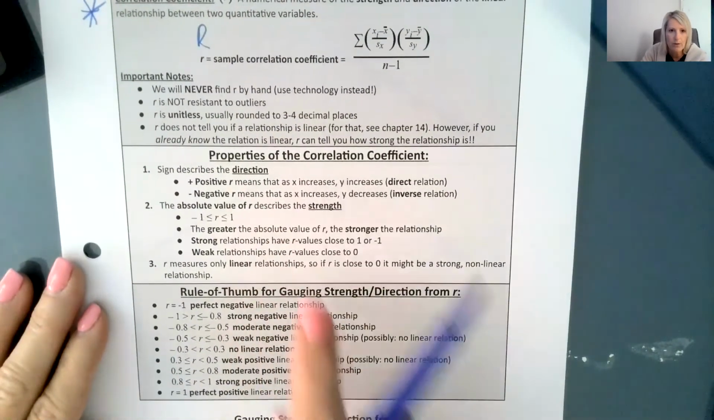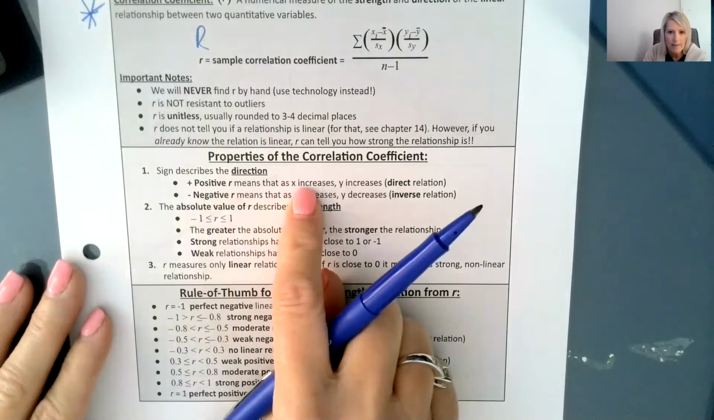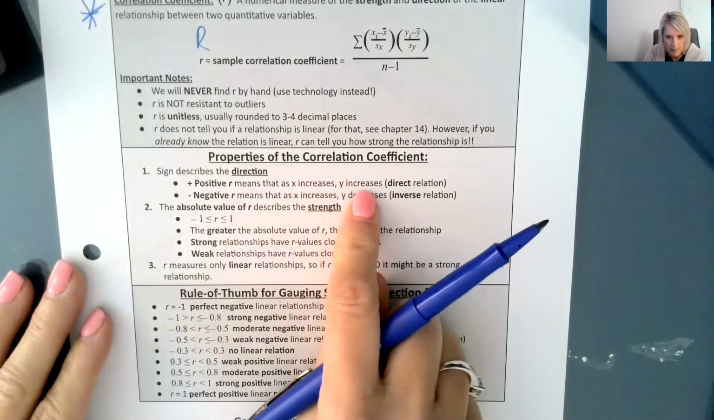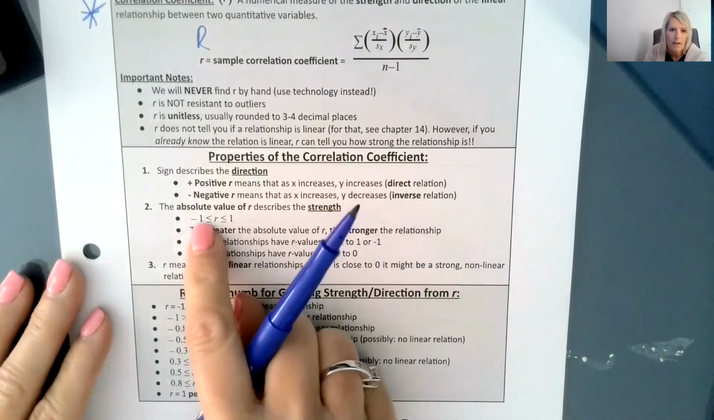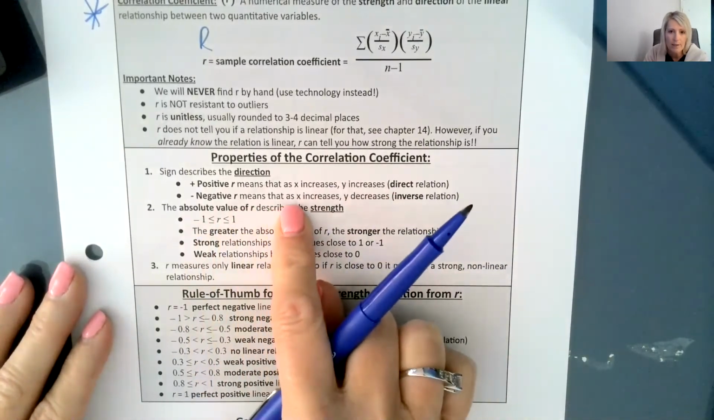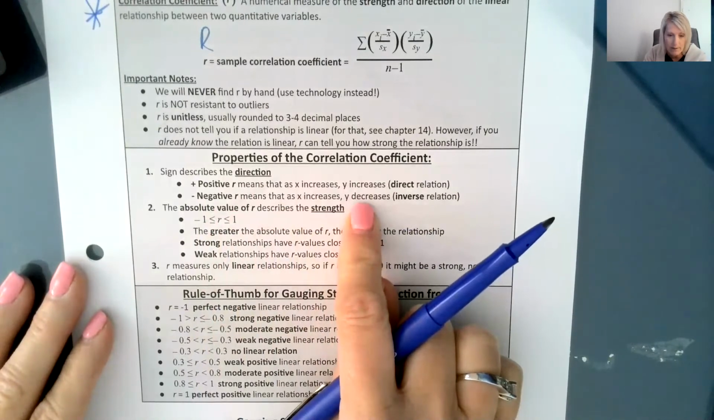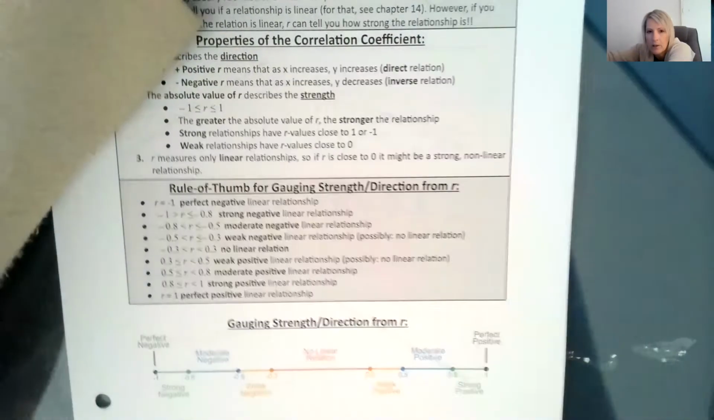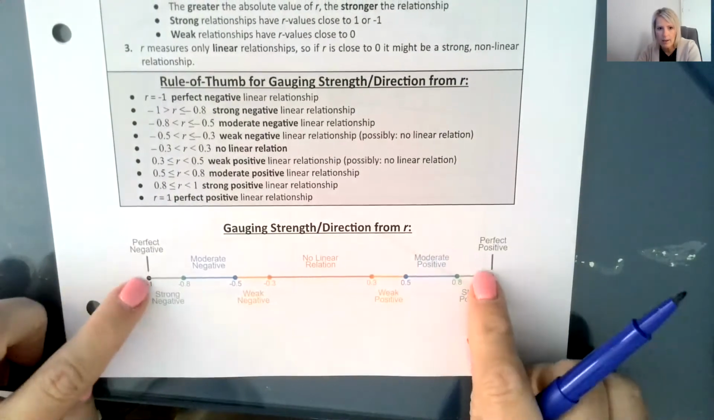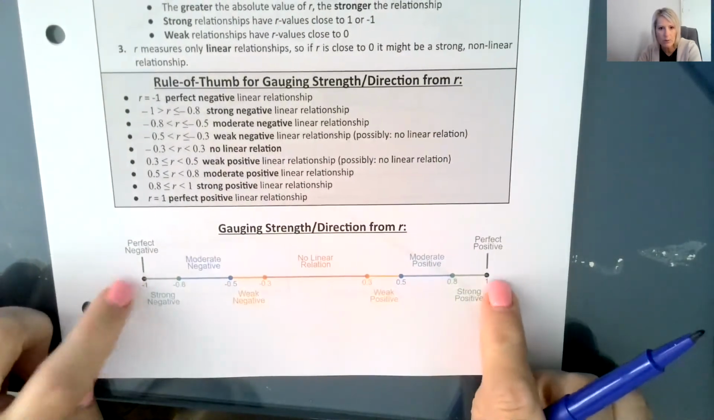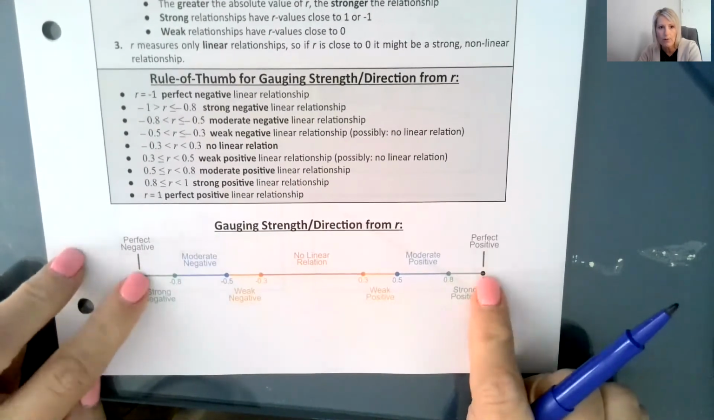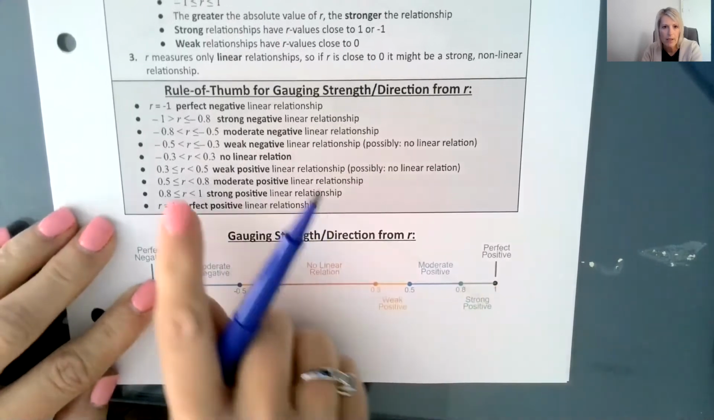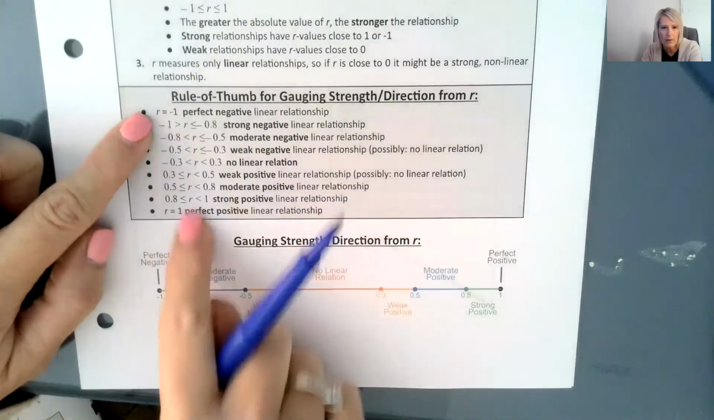Okay, so some properties of the correlation coefficient. A positive r means that as x increases, y also increases. That's the direct relationship we talked about. If r is negative, it means that x increases and y decreases. They go in opposite directions. And if you take the absolute value of r, not looking at positive or negative, it tells you the strength. And so you can see at the bottom of the page on 112, if the absolute value of r is closer to 1, so a -1 or a +1, that's a perfect negative or a perfect positive. And we can also see that here where we spelled out the inequalities.